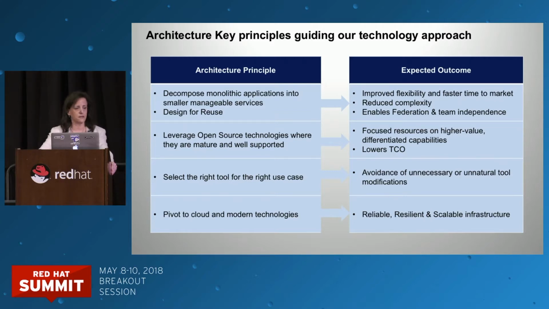Well, Red Hat fits this to a T. JBPM fits this to a T. This allows us to focus our valuable developer resources on more differentiated capabilities, and it lowers our total cost of ownership. Three, selecting the right tool for the right use case.